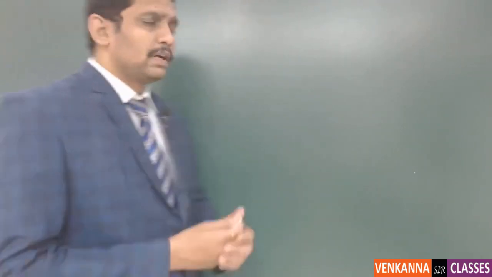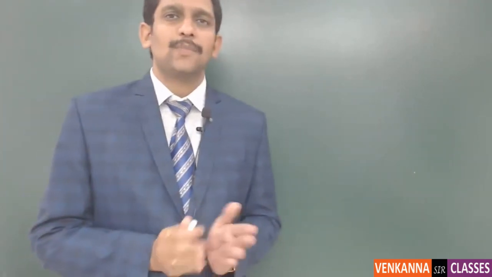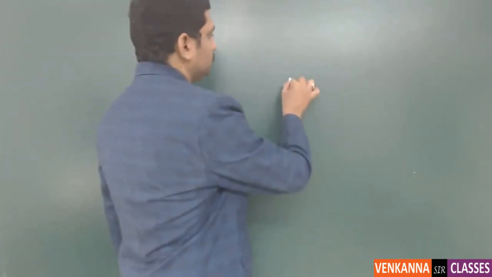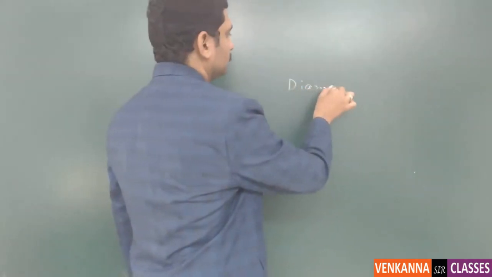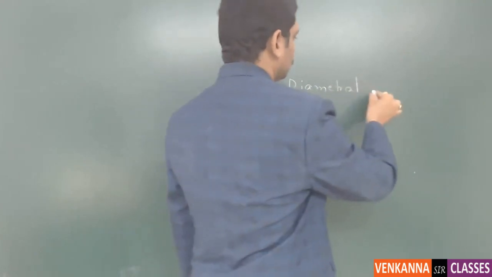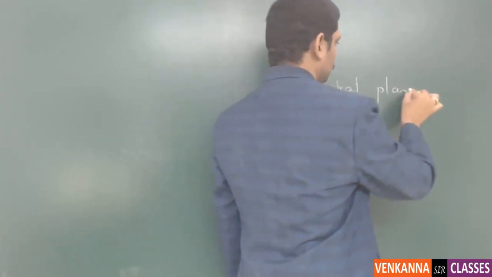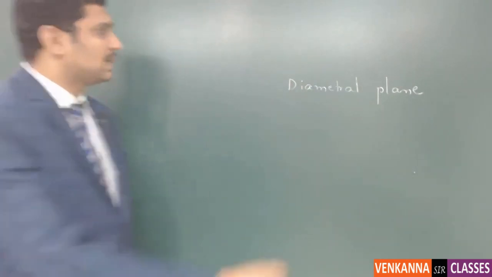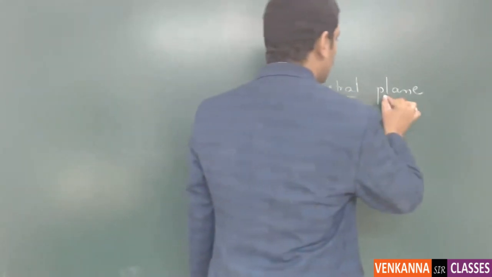So, let us begin our today's session. The last part of the conicoid chapter, what we are going to discuss. So, the definition here is, so we are discussing about the definition of diameter plane.